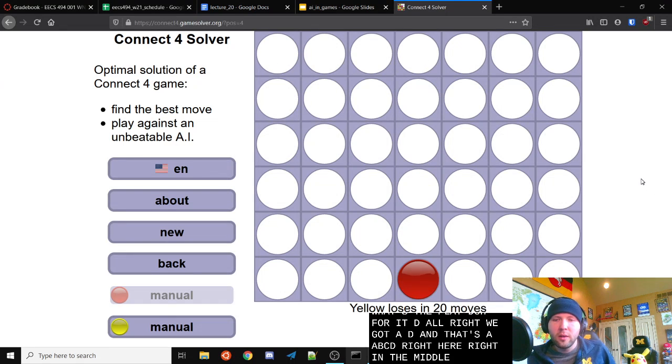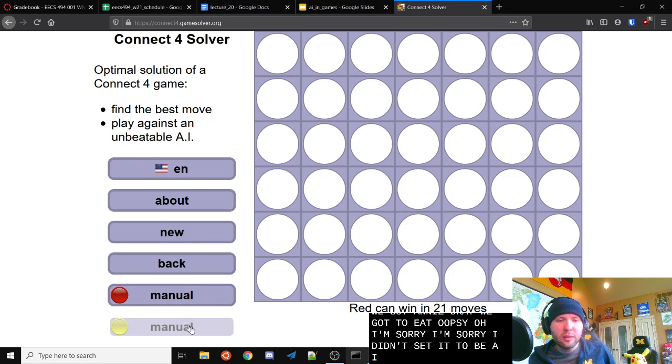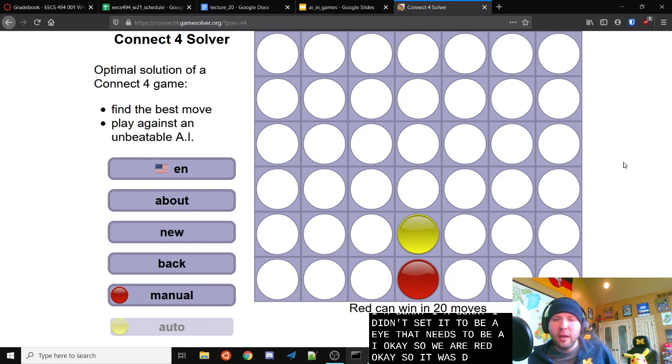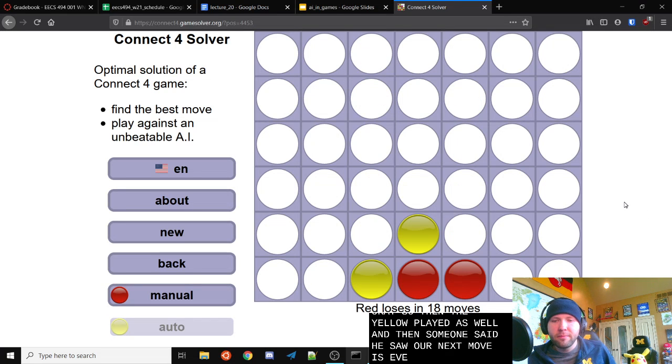Okay. So, let's go ahead and E. We got an E, okay? Oopsie. Oh, I'm sorry. I didn't set it to be AI. That needs to be AI. Okay, so we are red. So it was D. Then the yellow played D as well. And then someone said E. So our next move is E. And, oh, that's great. We lose in 18 moves no matter what we do.